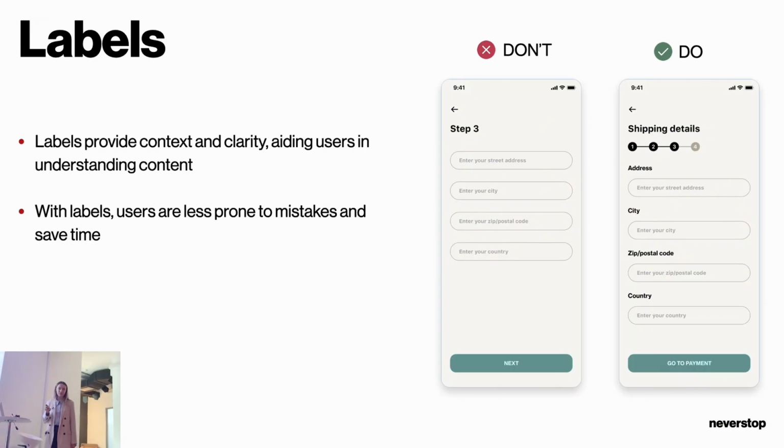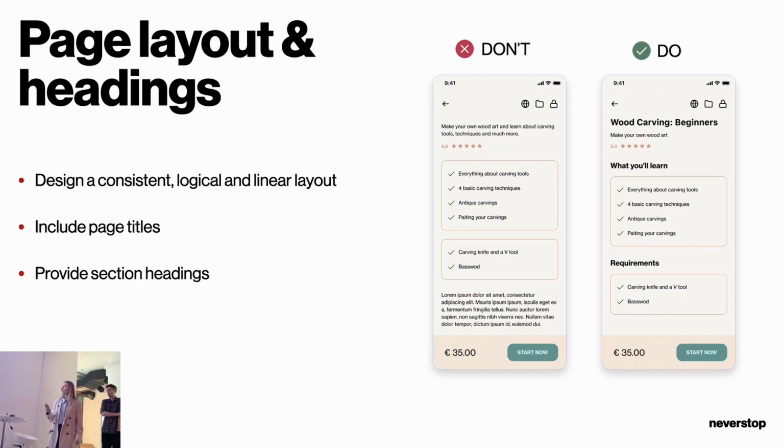Next thing, really important, is labels. Don't skip on them. It reduces cognitive load, it saves users time, and users are less prone to make mistakes. So when you're designing forms and inputs, use labels. Also, overall, when creating page layouts, make sure that they are consistent, following a linear type of layout, and include page titles and section headings. This all helps users to easily scan through the content and reduces cognitive load.